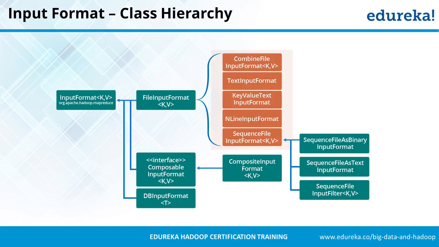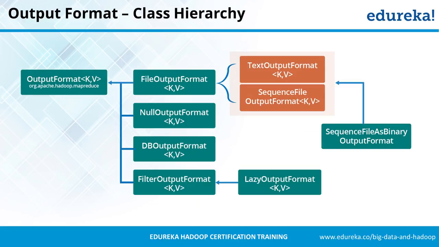Let's move on and explore the output formats that are available, which can be used in a MapReduce program. Now this is the superclass, that is output format, which is present in org.apache.hadoop.mapreduce package. Now there are basically four types of output formats. File output format, the most commonly used. Null output format, in which there is no output that has to be given. DB output format, which gives out DB writable kind of an object. Filter output format, that is the fourth one.